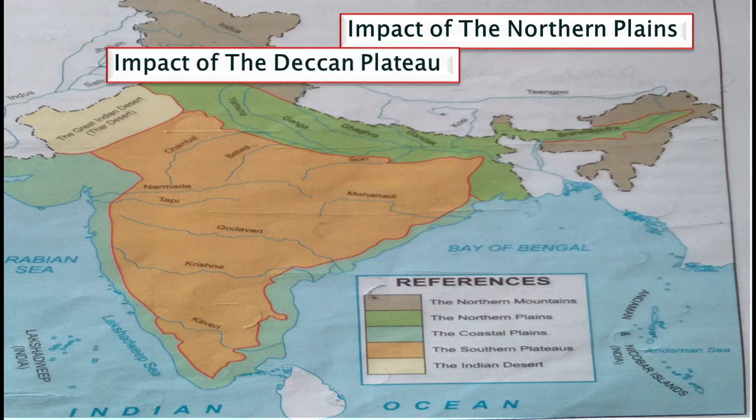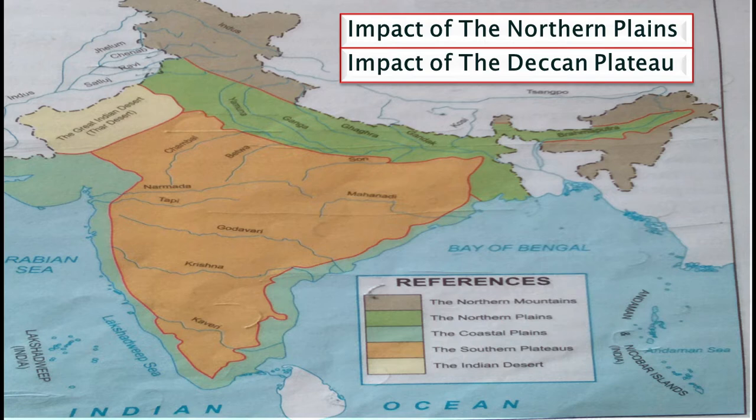The next factor which determines the history of India is the impact of the Deccan Plateau, and the area which you see in the brown color comes under the Deccan Plateau. It always had been a very strong and powerful military base, so it was not easy for the mighty powers of the north to win and control the Deccan for a long time.